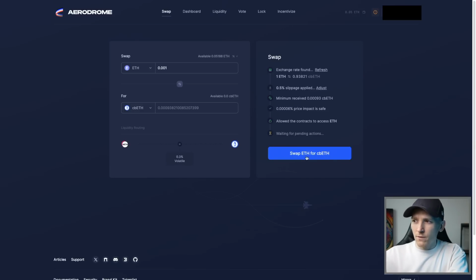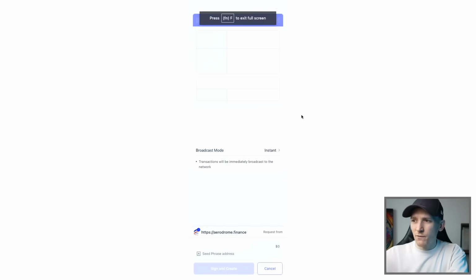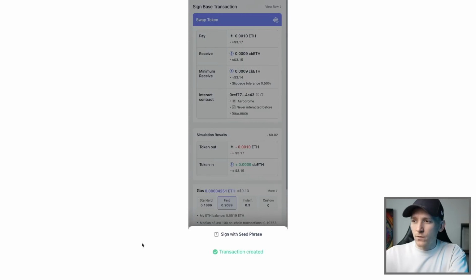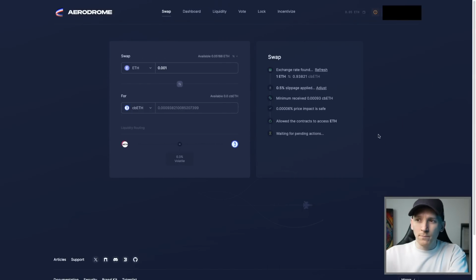And then we're going to have to go and swap them. So I'll choose swap ETH for CB ETH. And that's just going to confirm it in my wallet. So it doesn't matter which wallet you're using. It's all going to be the same. So you can see what's happening here. I'm swapping a little bit of ETH, and it shows me what's happening here. So I'll just sign and create that. And you can see the gas fee is 13 cents in ETH. So not too big there, and that's pretty much traded. So that's how you go ahead and trade one asset for another.